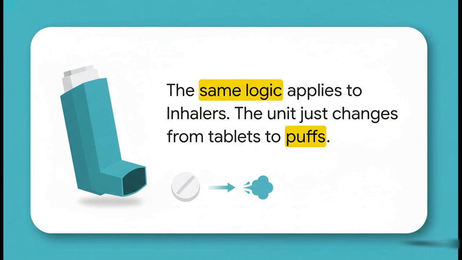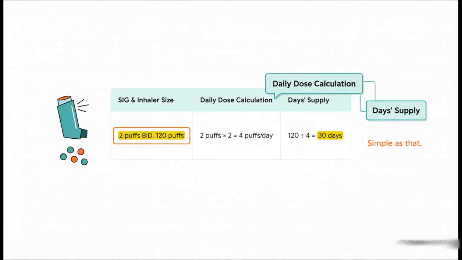Okay, let's move on to inhalers. Don't let it fool you. The logic is identical. We're just swapping our unit from tablets to puffs. So here, the total quantity is the 120 puffs inside the inhaler. The directions say 2 puffs twice a day. So 2 times 2 is 4 puffs per day. That's our daily dose. Now we just divide the total of 120 puffs by 4 puffs a day, and we get a 30-day supply. See?